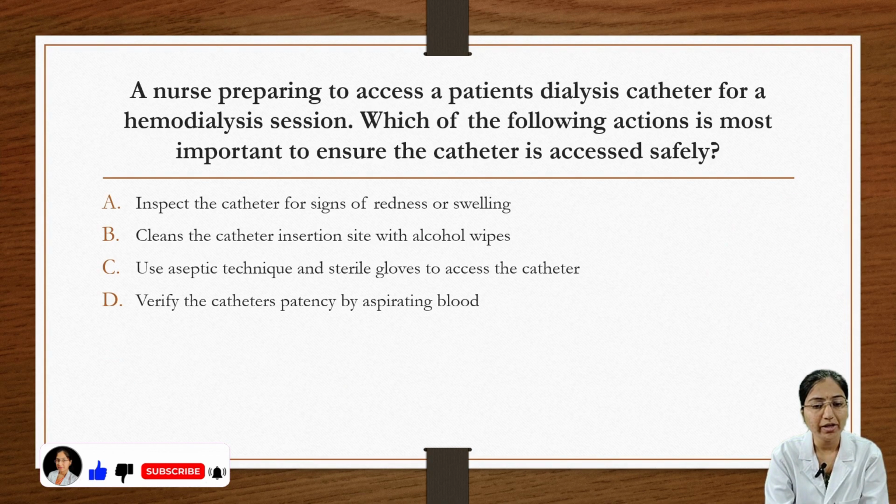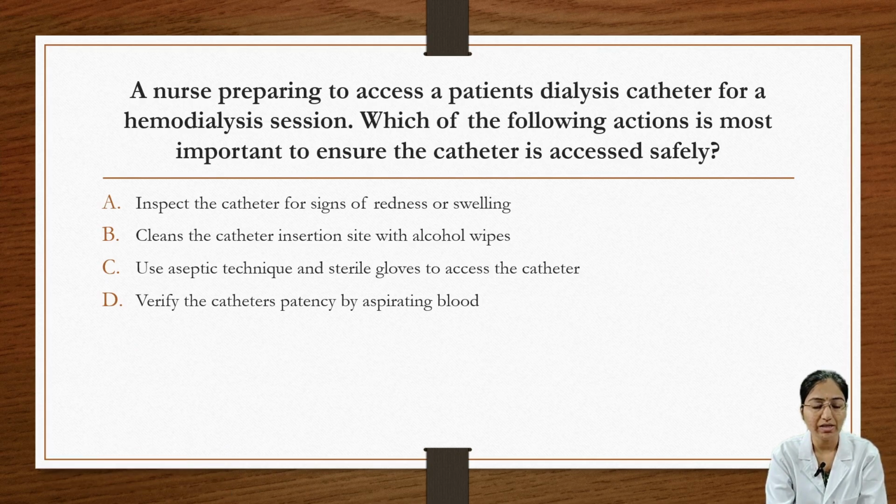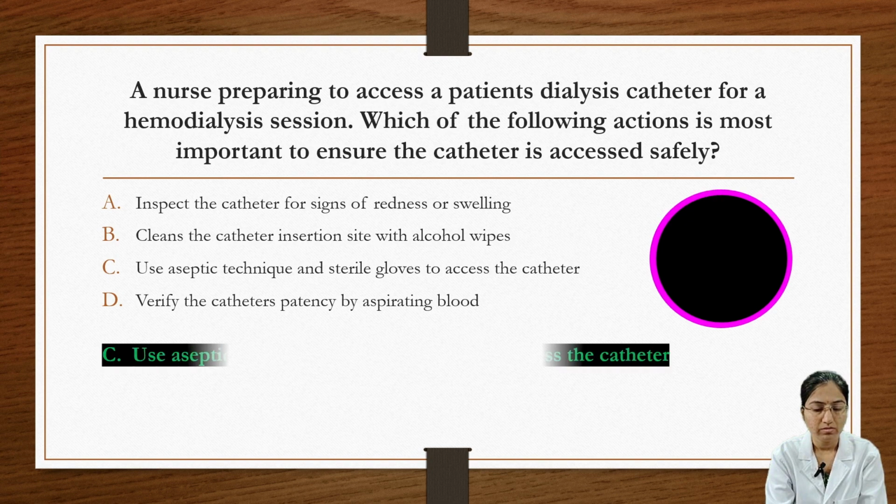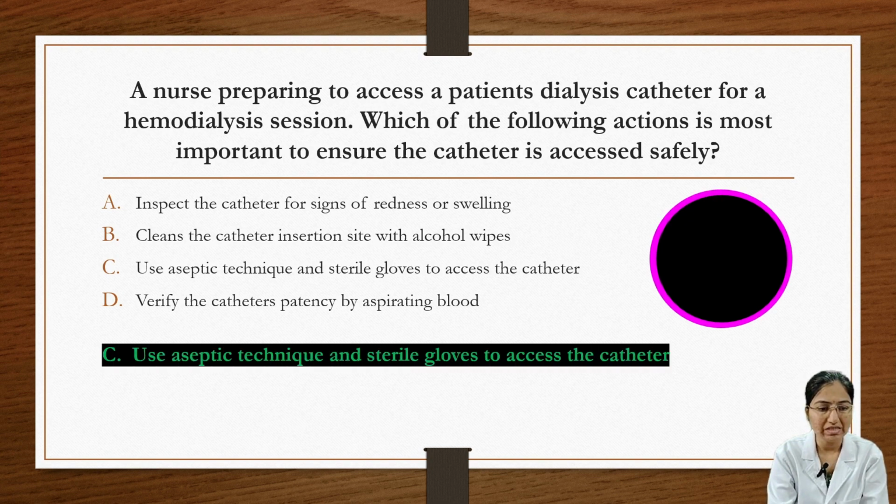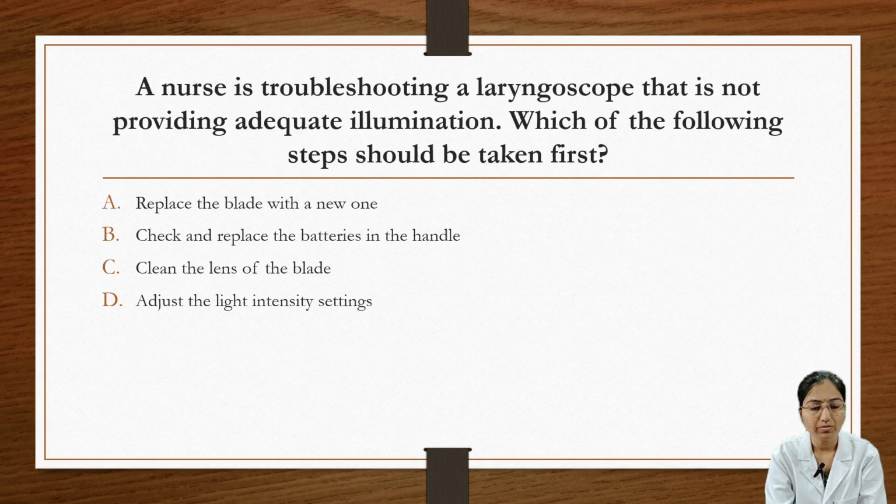A nurse is preparing to assess a patient's dialysis catheter for a hemodialysis session. Which of the following actions is most important to ensure the catheter is accessed safely? Options are given. Right option is C, use aseptic technique and sterile gloves to access the catheter. We'll move to the next question.